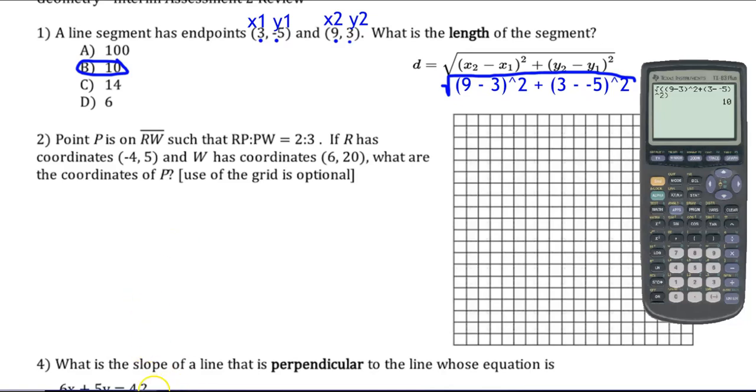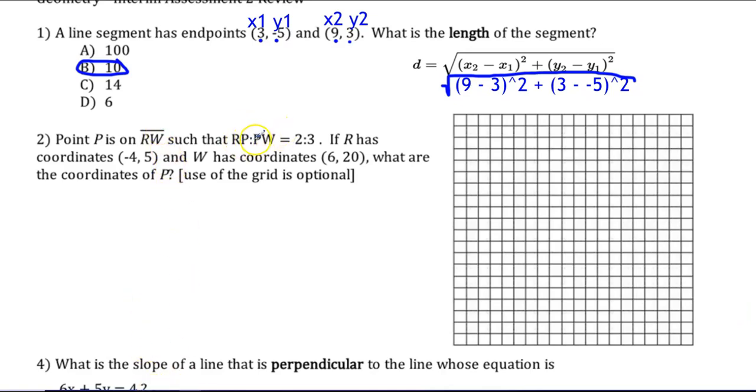Moving on, point P is on RW such that RP to PW, this is a ratio, is equal to 2 to 3. If R is these coordinates and W is these coordinates, what are the coordinates of P? You could use the coordinate grid, but I'm going to show you how to do it using the partition formula.